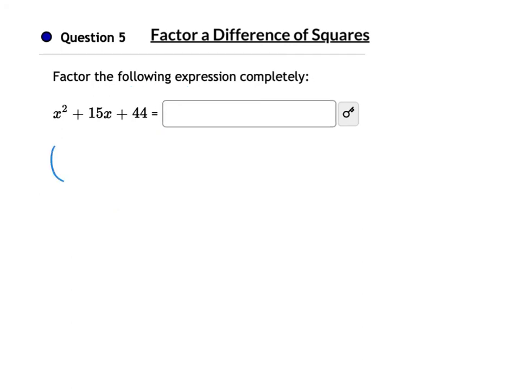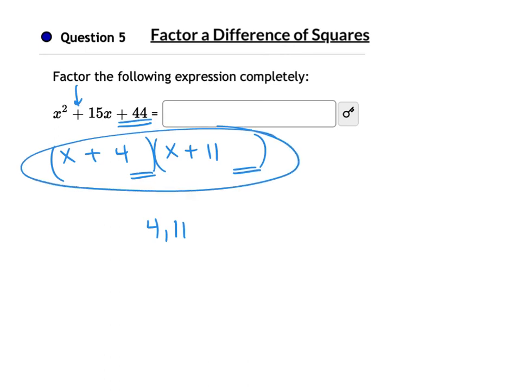Question 5, another review question. Standard form. X times x is x squared. This number times this number is positive 44. It's either two positives or two negatives. The middle's a plus. Got to be the two positives then. Factors of 44 that add to 15 are 4 and 11. And since the signs are the same, you can take your pick. Either order is correct.